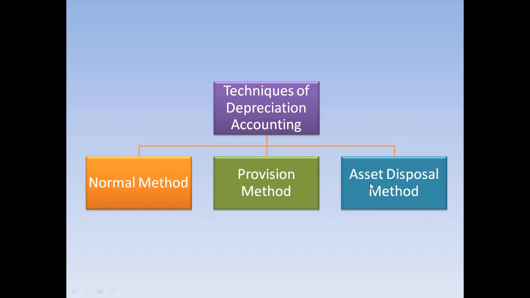Now, this asset disposal method is just the advanced form of the provision method. In the asset disposal method, we prepare three accounts. Number one, the asset account, furniture or plant and machinery, or simply machine account or truck account or motor car, whatever the asset you have. Number two, provision for depreciation account. And number three, asset disposal account. I will explain this method along with the numerical. Let us not go into it in depth, because without numerical questions we will not be able to understand it at once.